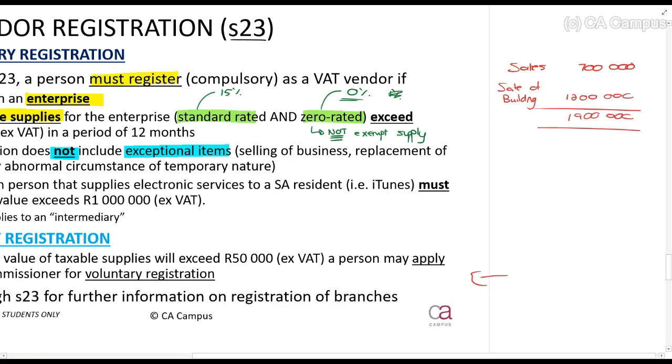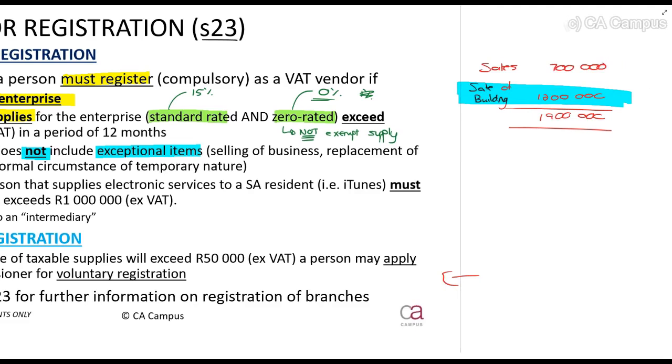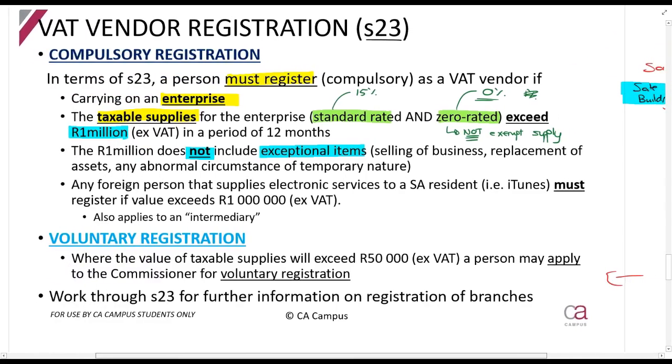That's more than 1 million. This sale of a building, because it's not what you do on an everyday basis, is an exceptional item. So you don't take that into account, you only take the 700,000 into account, and that's still less than 1 million. So this is just to stop a company which is not actually making enough to be a VAT vendor from having to register just because something exceptional happens.